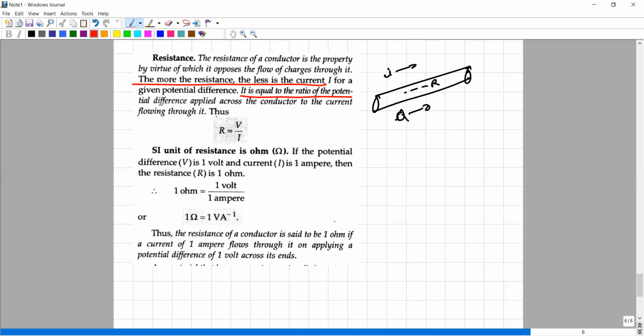So it is equal to the ratio of the potential difference applied across the conductor to the current flowing through it. Very simple. R is equal to V over I. SI unit of resistance is ohms, with this symbol. If the potential difference V is 1 volt and current is 1 ampere, then the resistance will be 1 ohm. Resistance of the conductor is said to be 1 ohm if a current of 1 ampere flows through it on applying a potential difference of 1 volt across it. So this is the standard formula and definition.